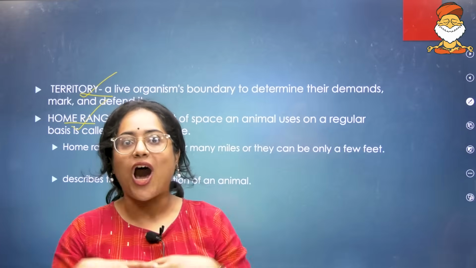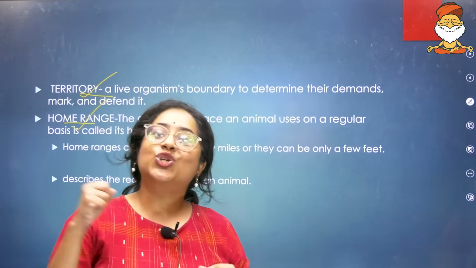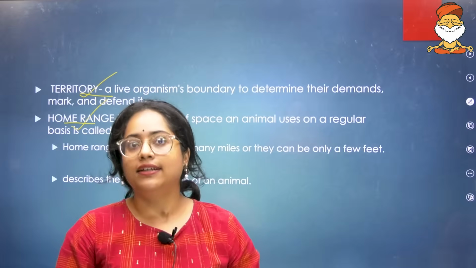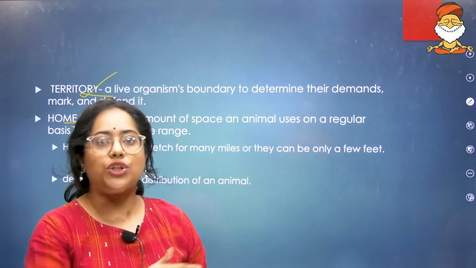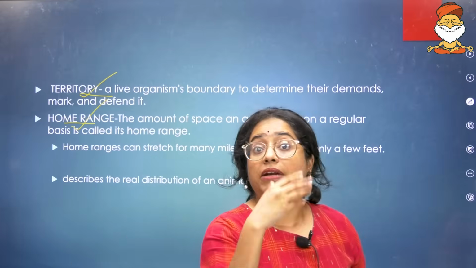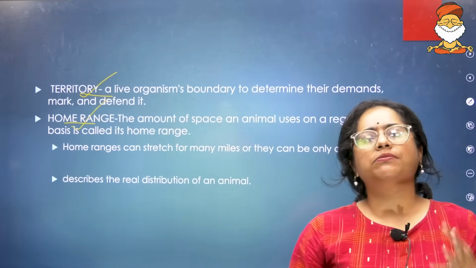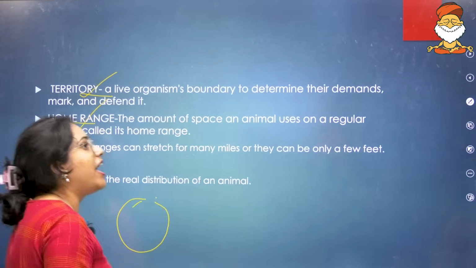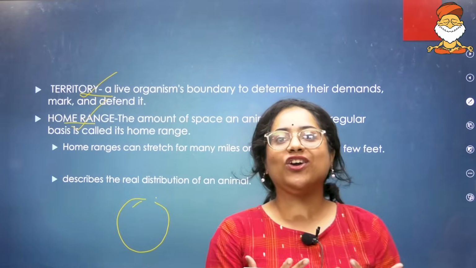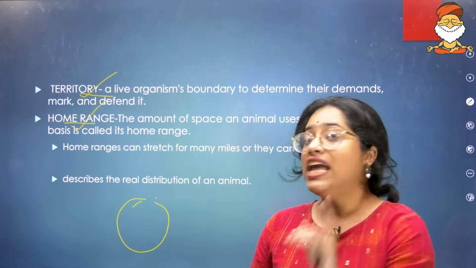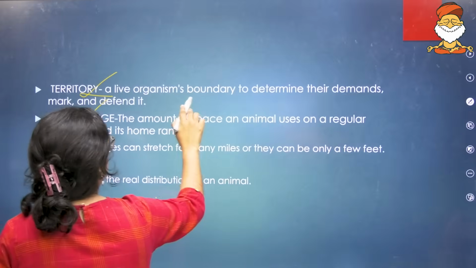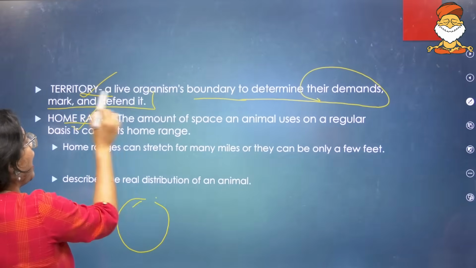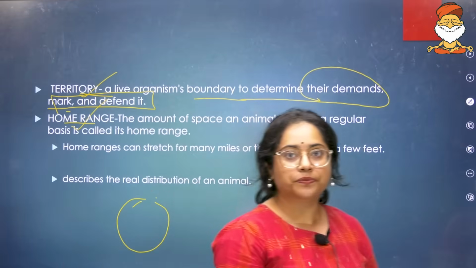Now, depending on how big the animal is and how strong the animal is, it will keep on defending its territory. Tigers are another creature which draw clear territories. Lions, all of these huge organisms, they have a territory that they call, or think of it as, their personal space. So it's a live organism's boundary to determine their demands, mark and defend it.